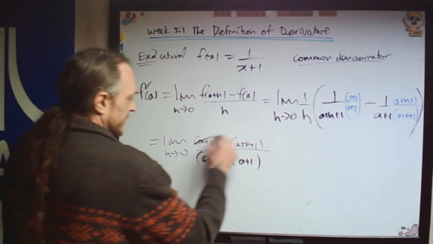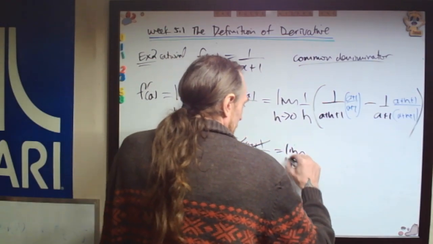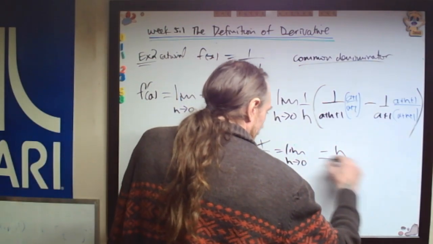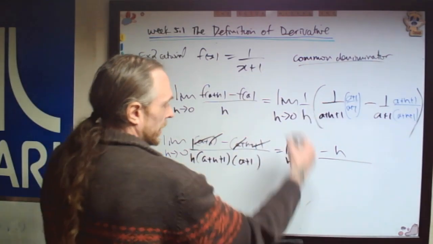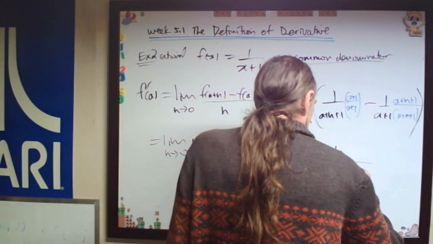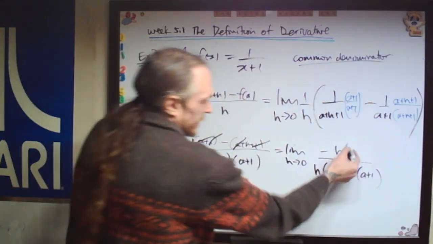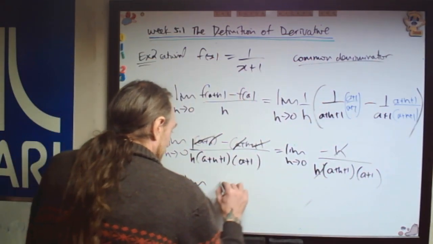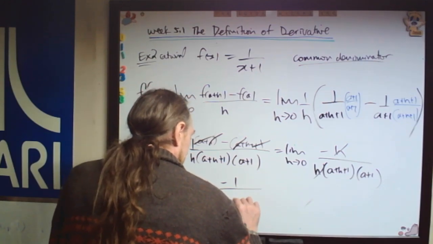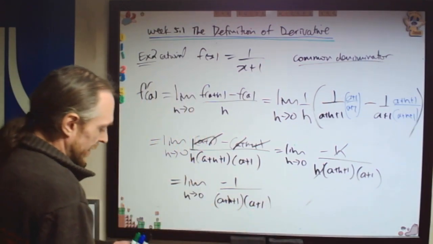Now this is going to cancel, cancel, cancel, cancel, and I'm left with the limit as h approaches 0 of negative h over, I forgot the h over here, the 1 over h times a plus h plus 1, a plus 1. The h cancels now. I get equals the limit as h approaches 0 of negative 1 over a plus h plus 1 times a plus 1. This h now goes to 0.